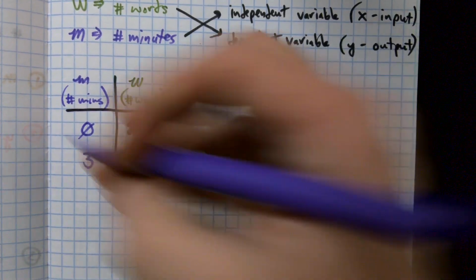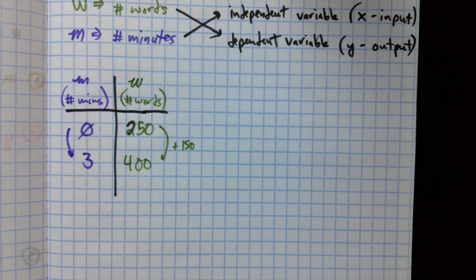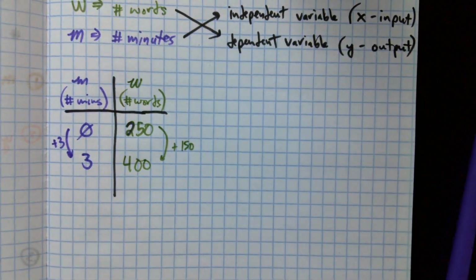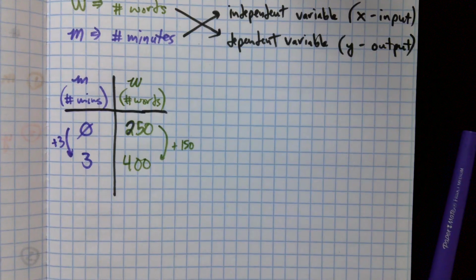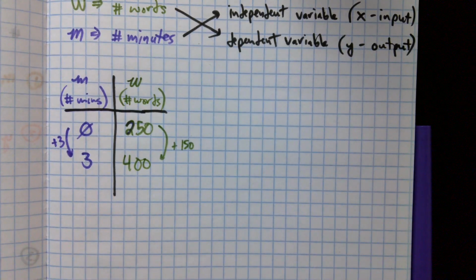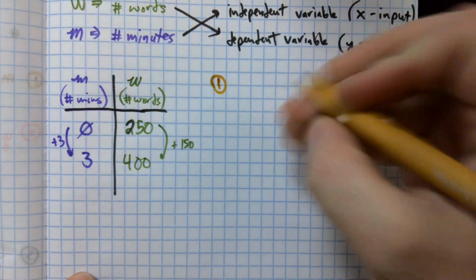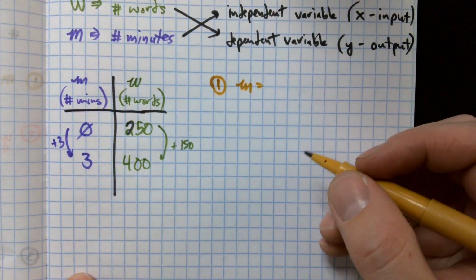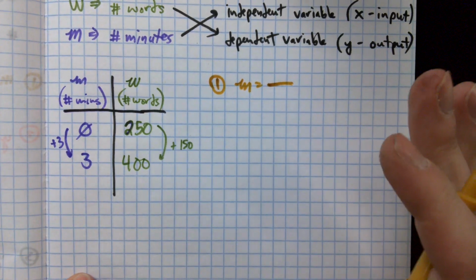How would I get from 0 to 3? What's my change in M? Plus 3. My change in W is 150. Like we said, my first step is to find my M, my slope. Right? We did the slope formula before.